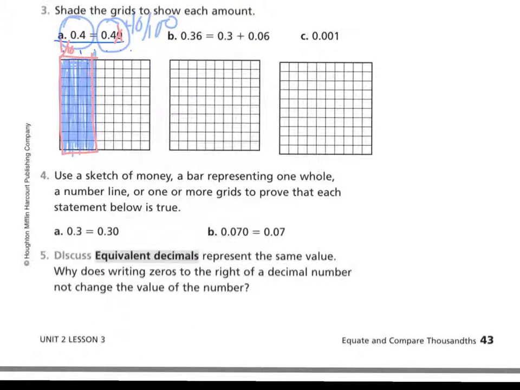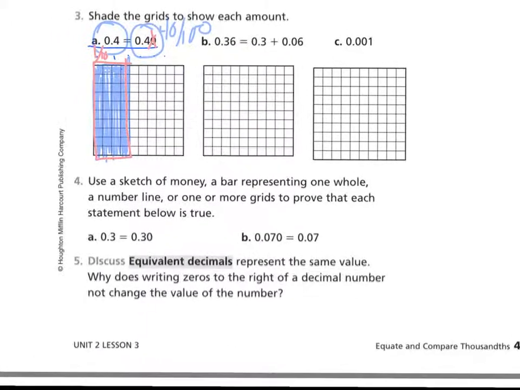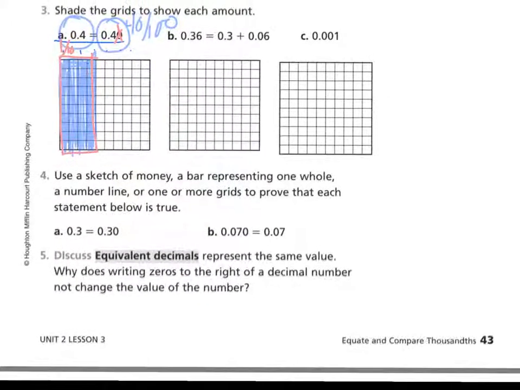So now you're going to create your own representation, your own model to prove that this is true. So using one of the models above that we've used, we haven't used money, so I would stay away from the money part of it. But using 1 or more models as we've seen above, go ahead and do question 4, part A and B. And then take a look at question 5 and see if you can answer that question now after having done this page. And this will conclude today's lesson.